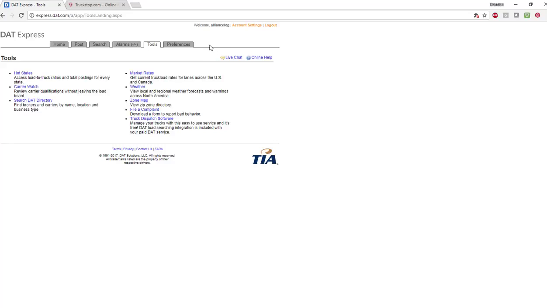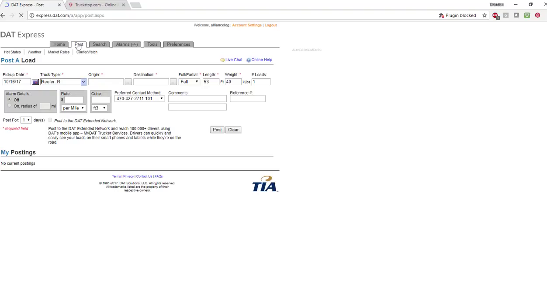Okay, so now what you want to do is you have that load. Now it's time to sell that load to a carrier. What you want to do is go into posting because you're going to want to post a load so that your carriers can see it and call you and start to negotiate on it. Okay, same thing in Truckstop, but we're going to deal with DAT first.